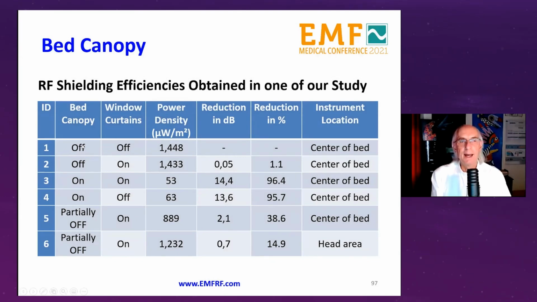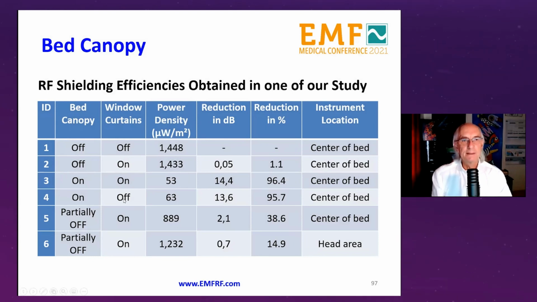When we have the bed canopy off and the window curtains off, we measure about 1,500 microwatts per meter square. Then we put the window curtain on, and it doesn't really do anything just by itself. Now, once we put the bed canopy on, then the level really goes down by more than an order of magnitude. We have an efficiency of 96%. That is a good reduction, or expressed in dB, 14 dB reduction.